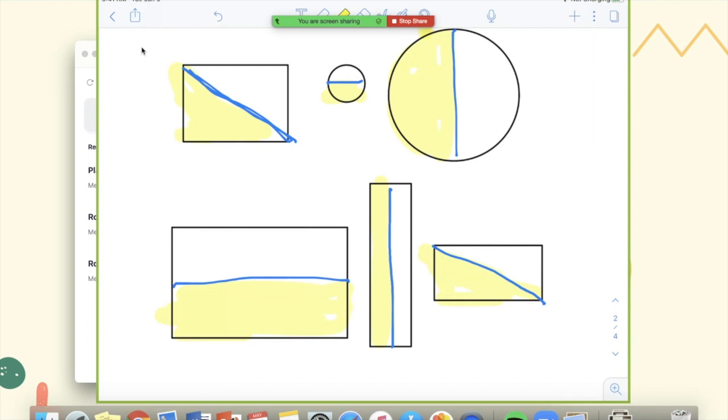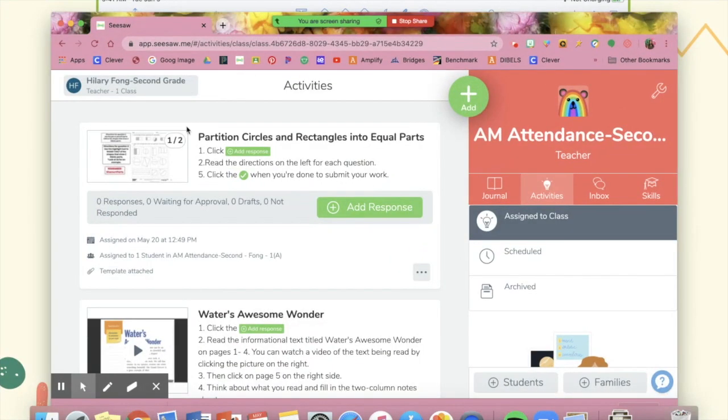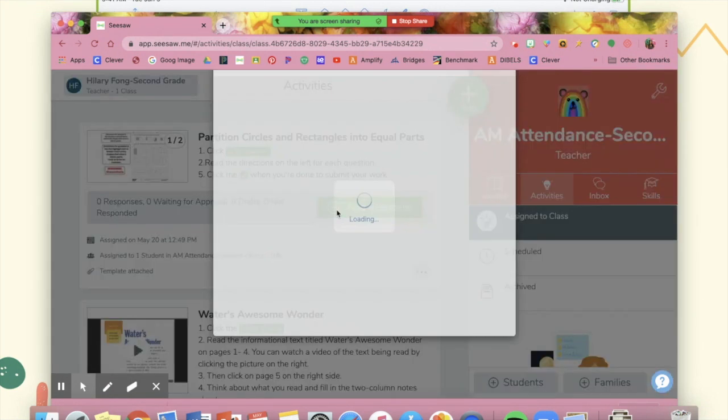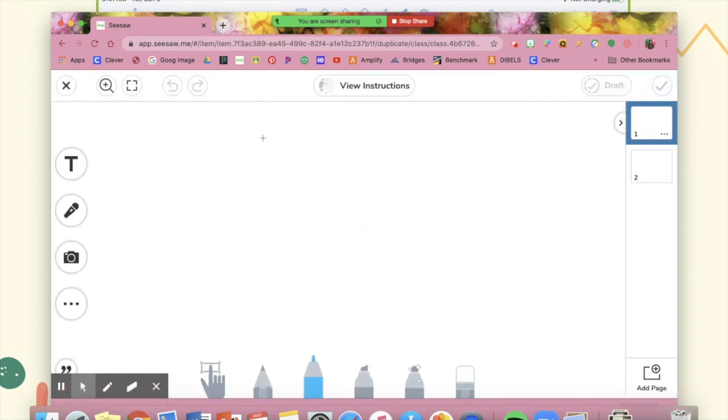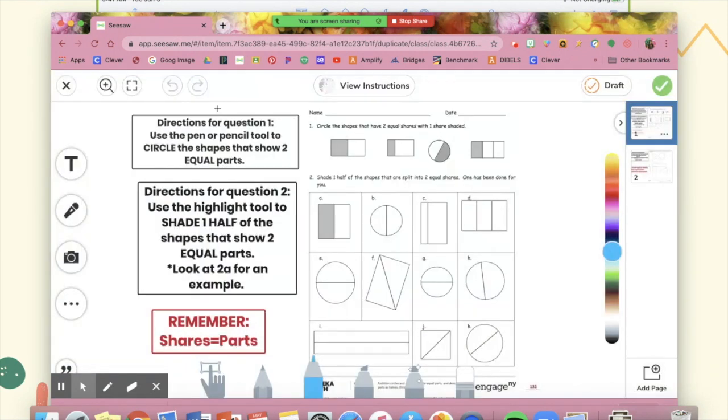Okay. Now, let's take a look at what you're going to be doing today on Seesaw. So you're going to be looking for the lesson that is called, partition circles and rectangles into equal parts. So the directions are, you just need to read the directions on the left and then click check. So here it says directions for question 1. Use a pen or pencil tool to circle the shapes that show 2 equal parts. Remember, you want to make sure that it's 2 parts that are equal. Same size, same shape. And remember right here, shares means parts. Okay, that word shares.